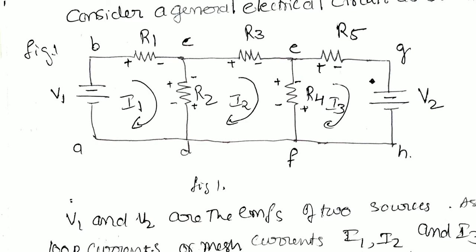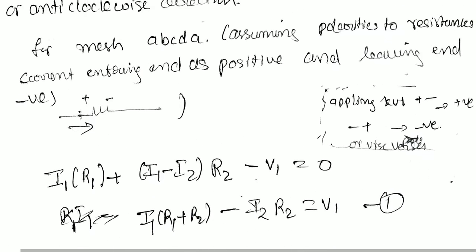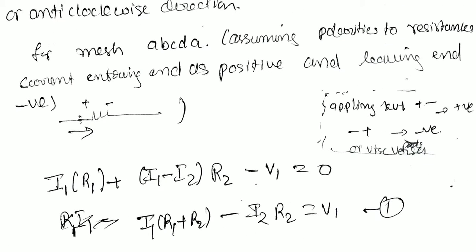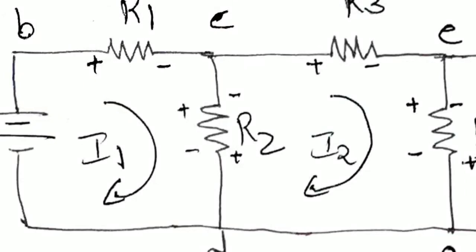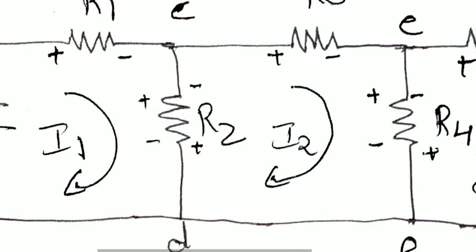Plus to minus we consider as positive, and minus to plus we take as negative. We can take the reverse also, minus to plus as positive and plus to minus as negative, depending upon which convention we are using. Here we are using plus to minus as positive and minus to plus as negative, because while applying KVL, if I get the positive end first, I will consider that voltage as positive. If I get the negative end first, I will consider that voltage as negative.